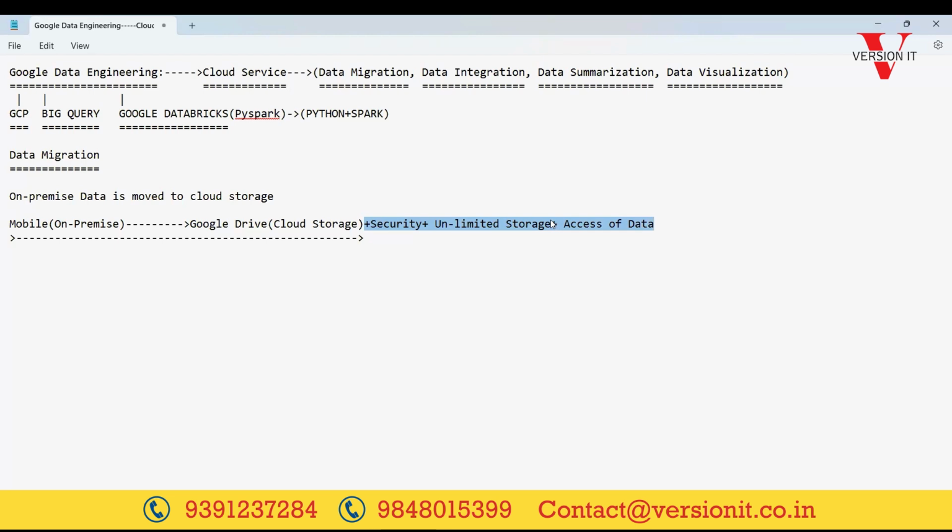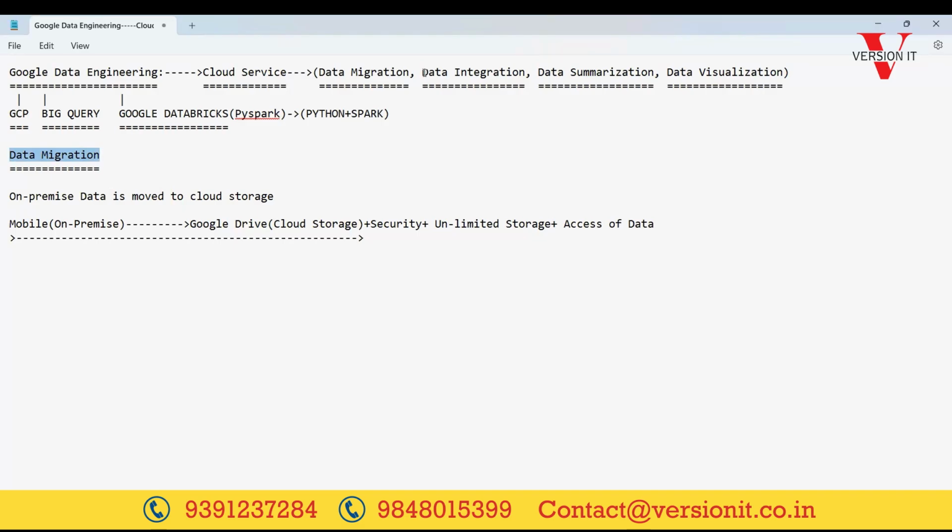Getting my point? So now, guys, this is the basic understanding about cloud storage. Now the whole world is moving the data from the on-premises system to the cloud system. This process of moving the data from the on-premises system to the cloud system is called data migration. Data migration is a process where we move the data from the on-premises system to the cloud environment.